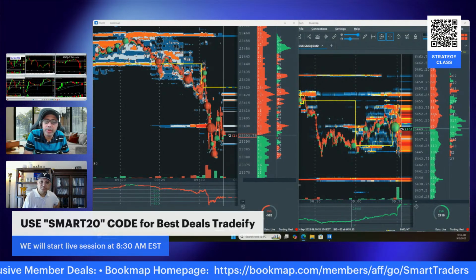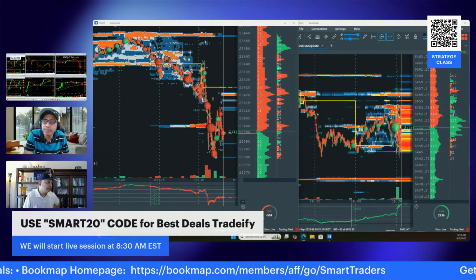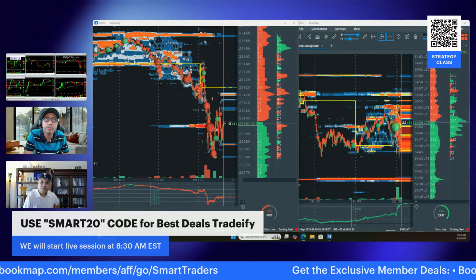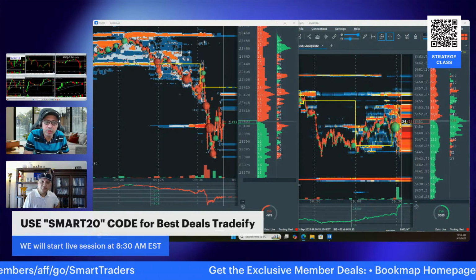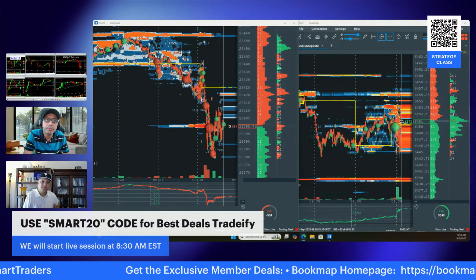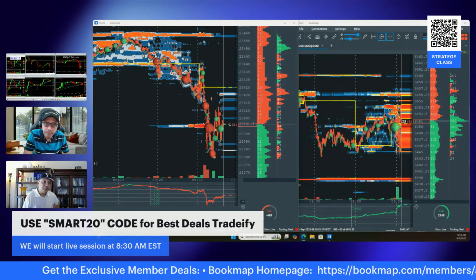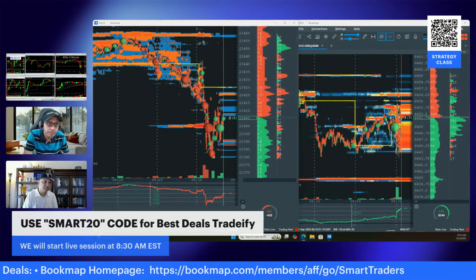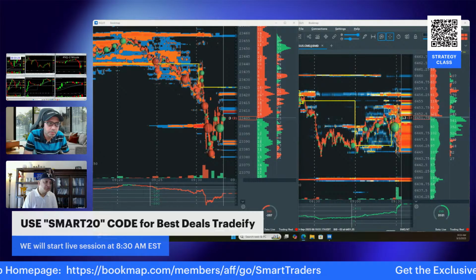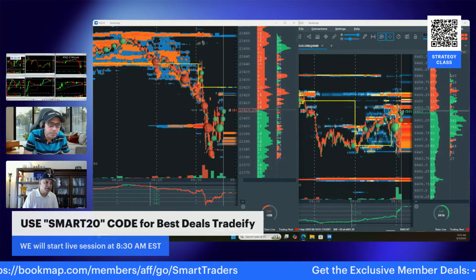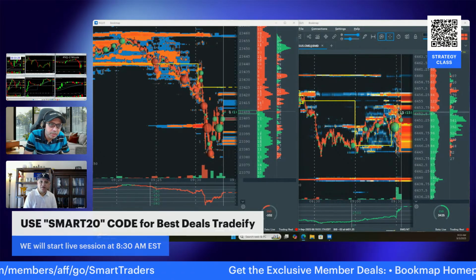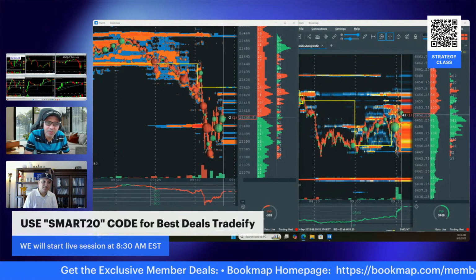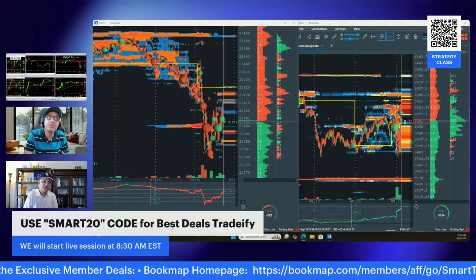I'm not doing anything right now. ES is holding the VWAP. NQ is still above 23,400. Seems like ES is stronger than NQ, always the case, right? Above 50. All right, so NQ is trying to hold 23,400. Let's see what it does.